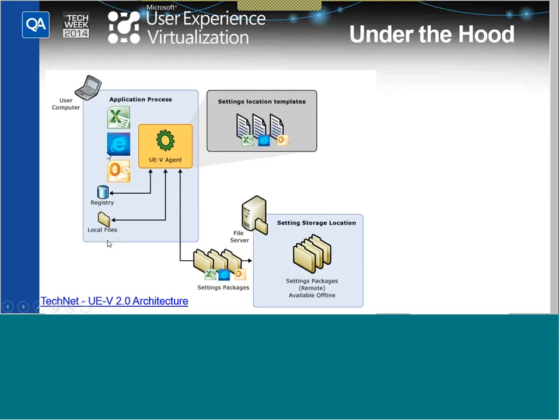Now what actually gets replicated from the client are basically just the files and the registry keys, and they're sent up to the storage location server and stored as a single file that contains all of those settings. Ideally, we would set up the storage location server with a subfolder for each user, and we can use the variable %username% in doing that.